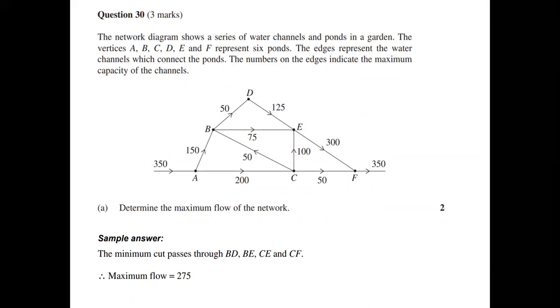Something that I'll say now is that a lot of students didn't really read or didn't really understand what the numbers represented on this diagram. I guess the easiest thing here was the answer that they've shown is minimum cut, determine what that was, and that's your maximum flow.